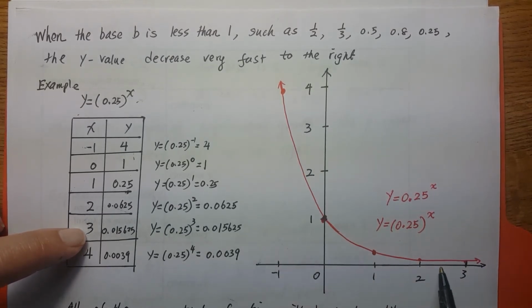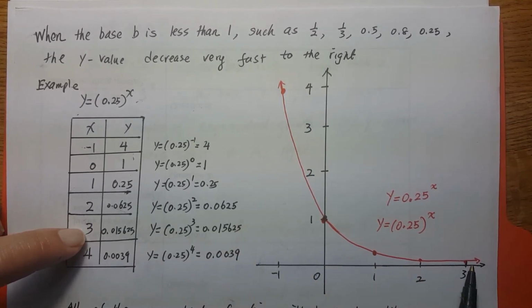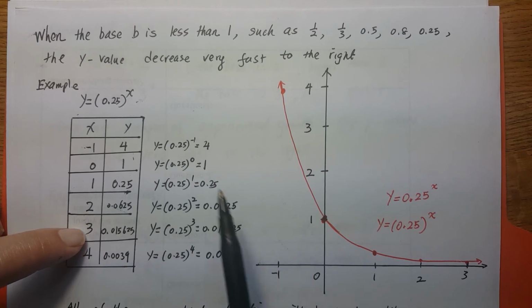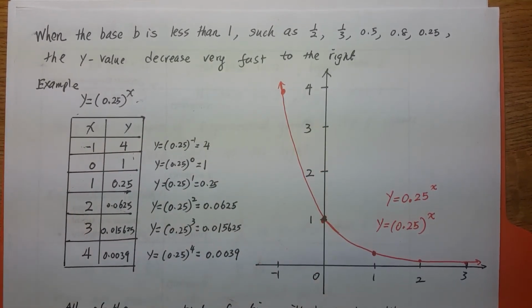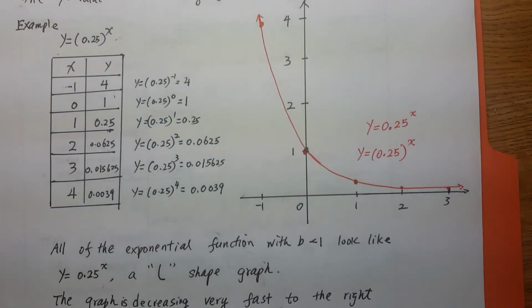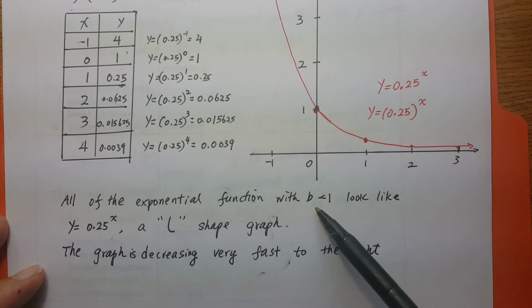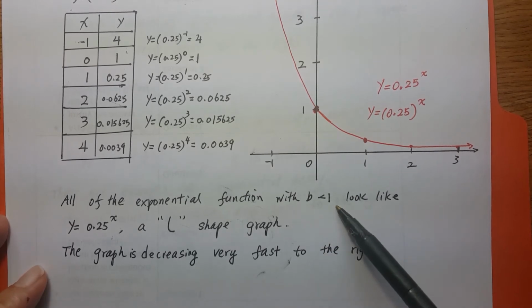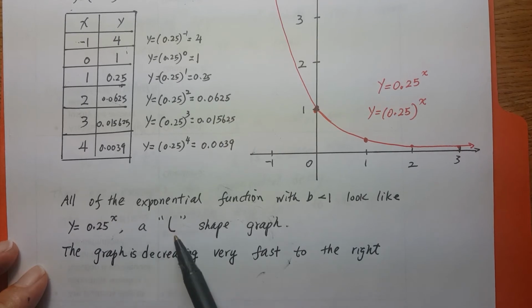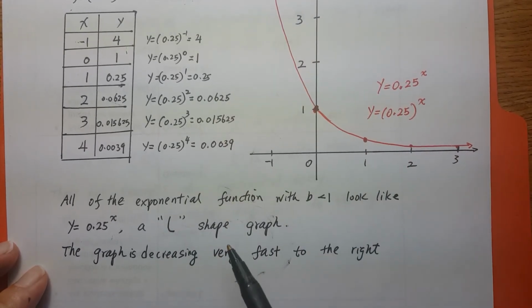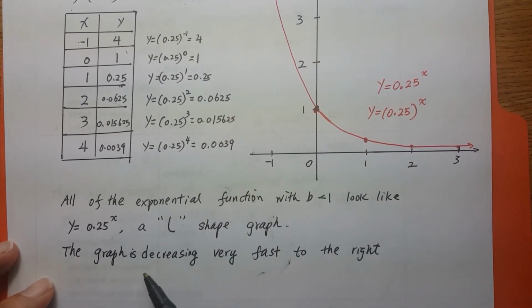You can see it. The graph decreases, getting smaller so fast. Okay, decrease very fast. That's why we say the y value decreases very fast to the right when you have a base that is smaller than 1. So we say that all the exponential functions with b smaller than 1 look like y equal to 0.25 to the x, an L shape like this. The graph is decreasing very fast to the right.